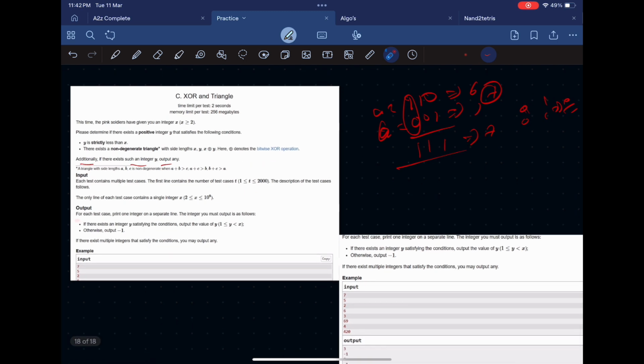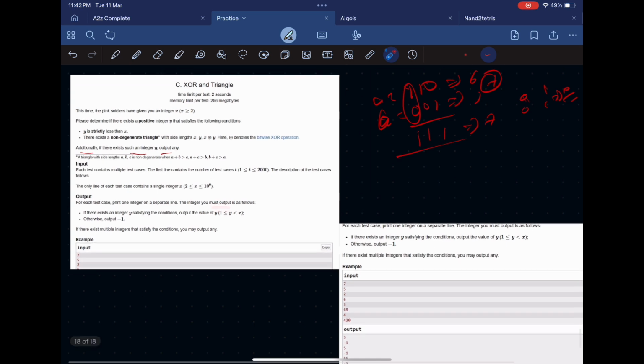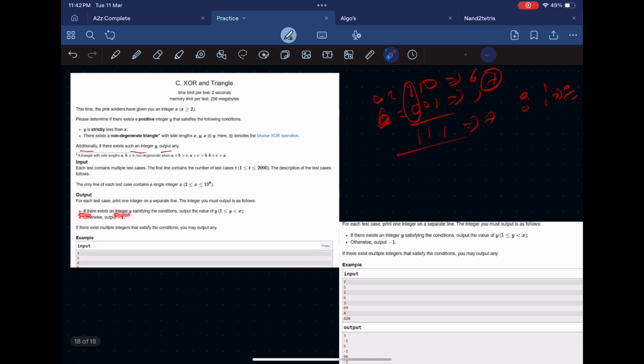The output should be, for each test case, one integer on a separate line. The integer you must output is as follows: if there exists an integer y that satisfies the conditions, output the value y, otherwise output -1.